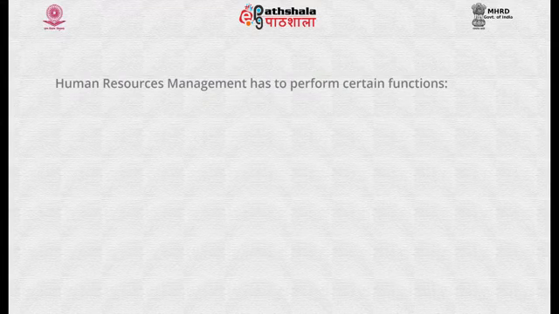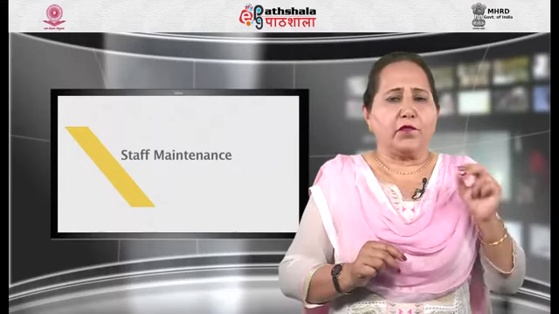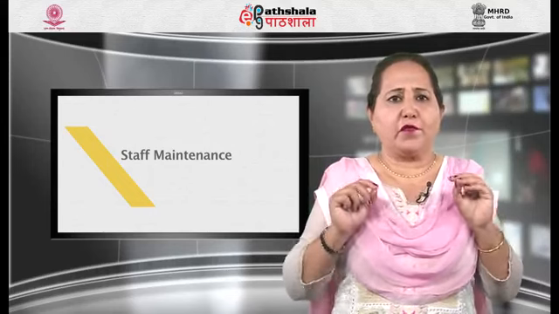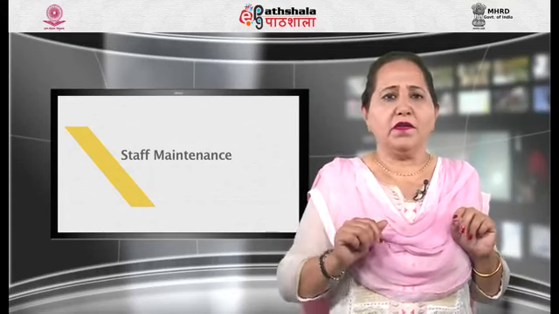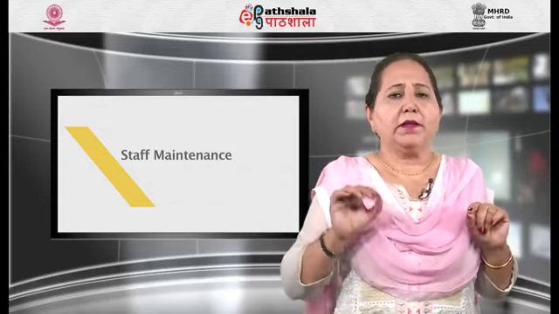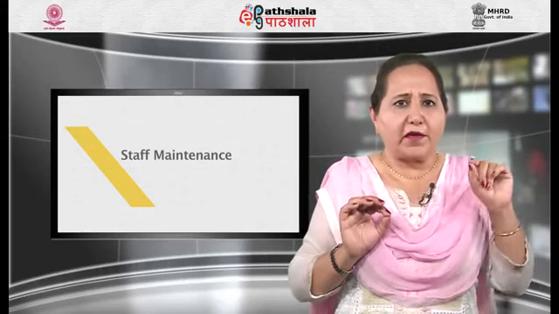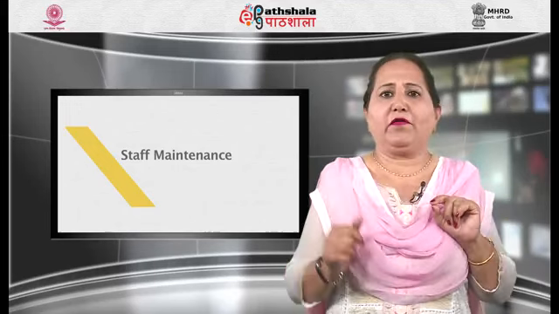Human resource management has to perform certain functions. These are staff maintenance, staff relations, staff development, procurement of staff, job performance reward. First of all, staff maintenance. This is done to make the work environment conducive for workers. Pertinent practices include promotion and transfer, motivation, staff safety, security, and health services. It is pertinent that educational establishments have sound policies in respect of staff transfer and promotion to ensure that justice and fairness prevail in dealing with the staff.